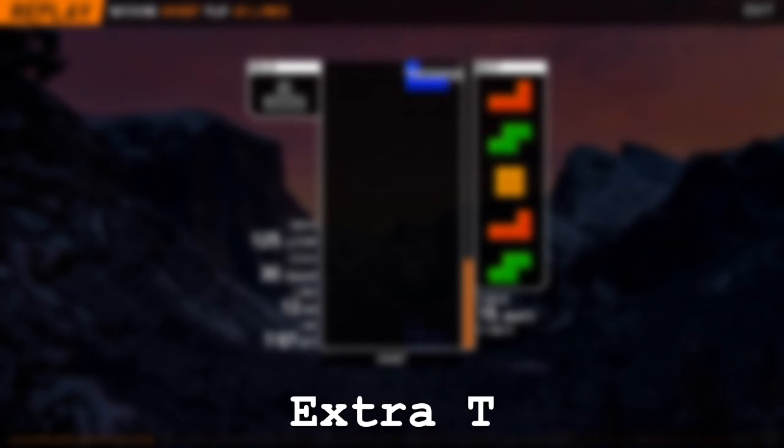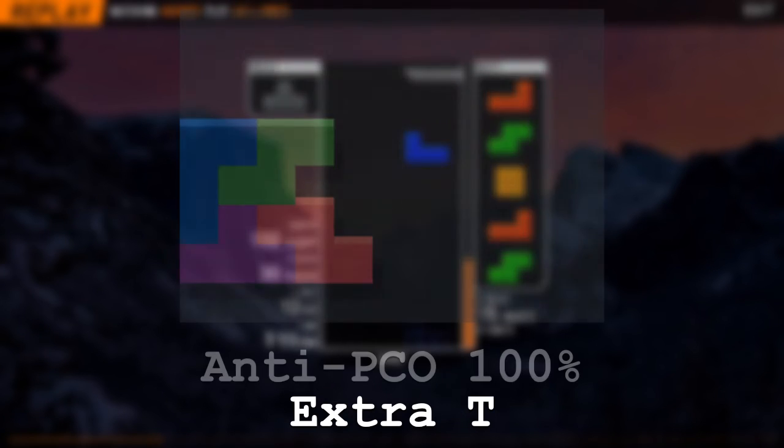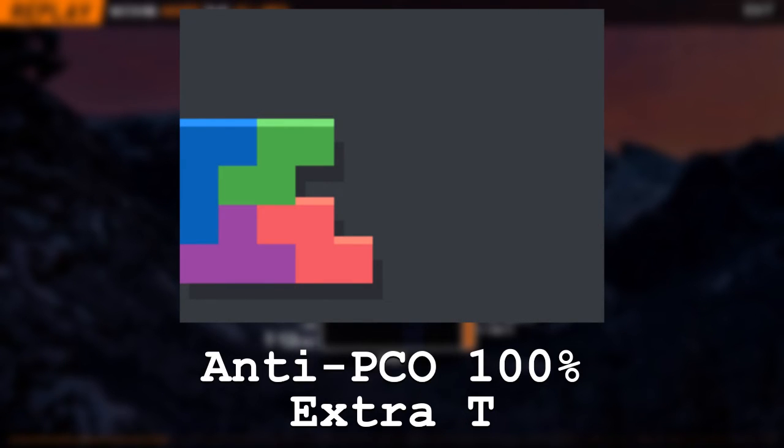With extra T, there are a lot of 100% setups that exist. Most of them will vary from the anti-PCO setup. So if you can do this, it will be really good. If you see an L coming early, then build it to the right side. If you see a J coming early, then build it to the left side.